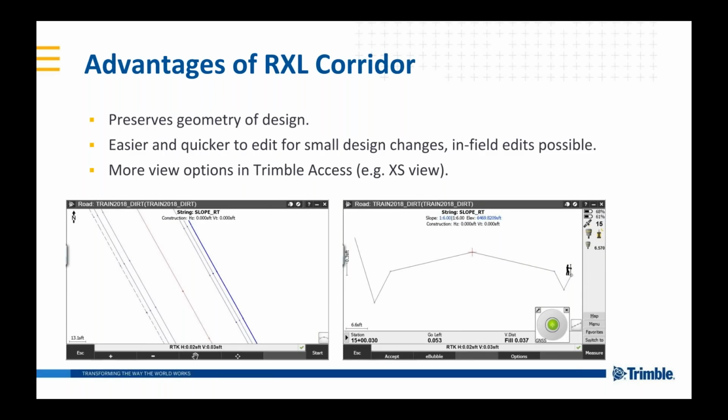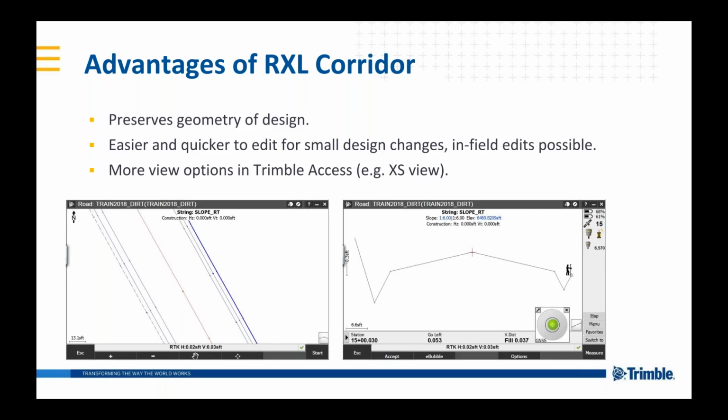So some of the reasons that we like to use the RXL corridor format is it does preserve more of the original geometry of our design. It's easier for us to make some smaller design changes, especially things in the field. Even on Trimble Access, there is edit functionality for road XML files in there. So if we need to do some field fits, or we've got some changed field conditions we need to take into account, it's easier for us to do that.